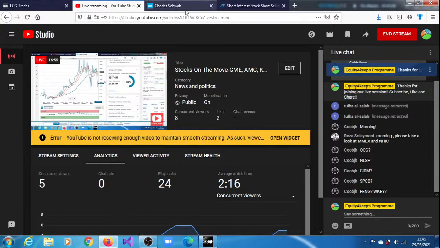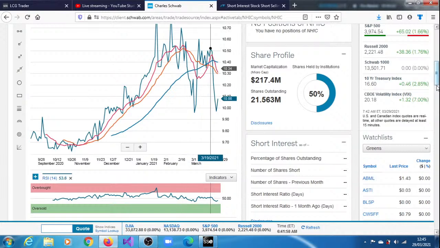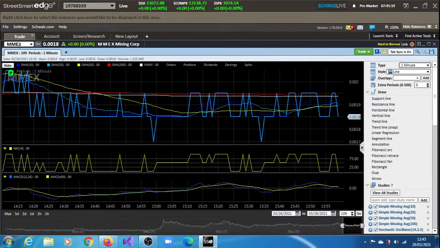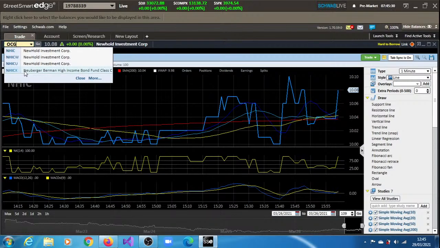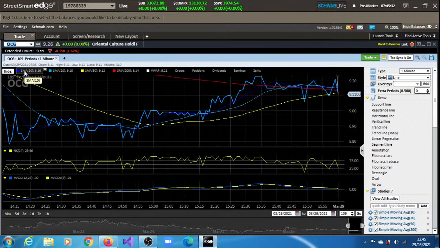OCG. So let's also have a look here as well on NHIC. Okay, it's up slightly, 0.69 in the pre-market session. So the other one is OCG. This trading tool is from Charles Schwab as well. It's known as Street Smart Edge.